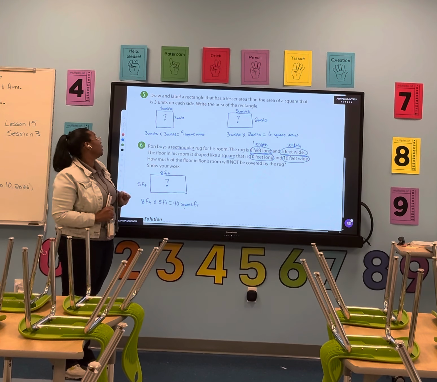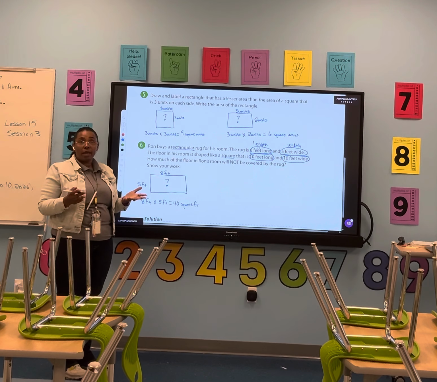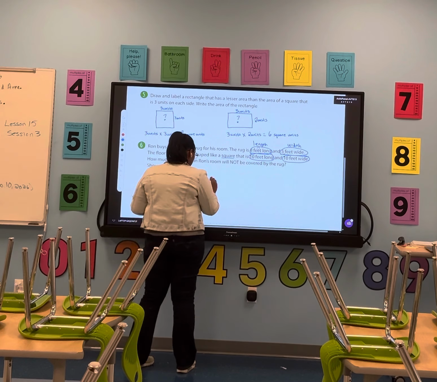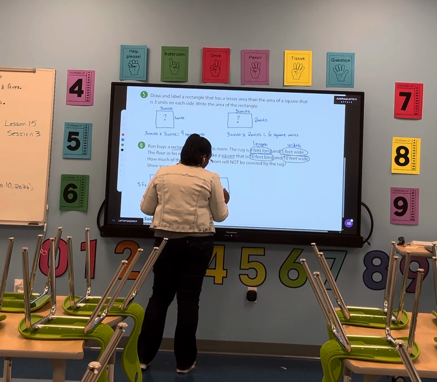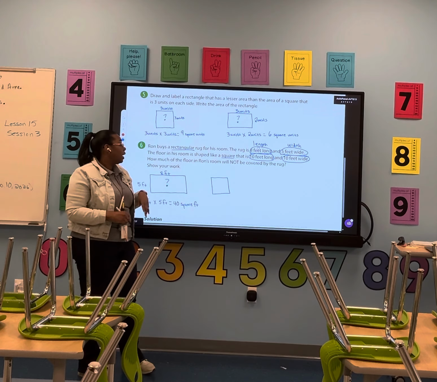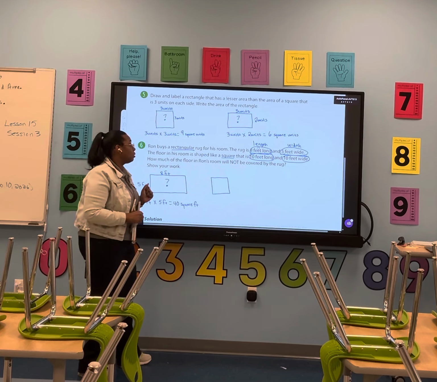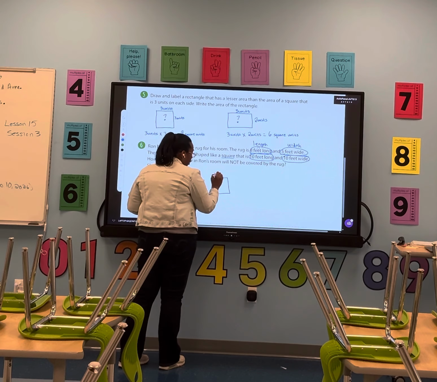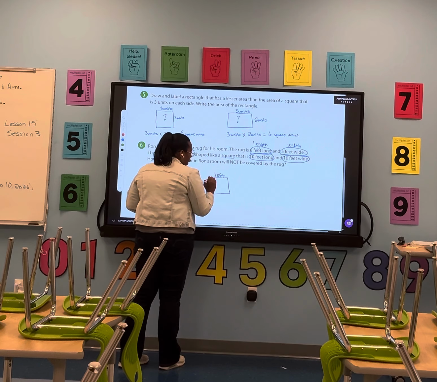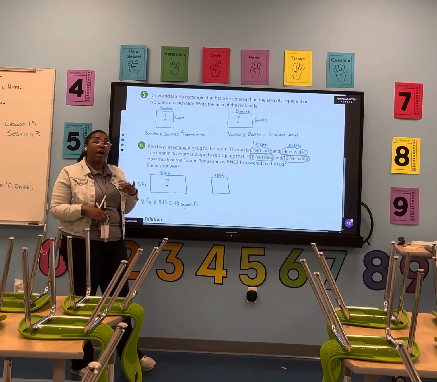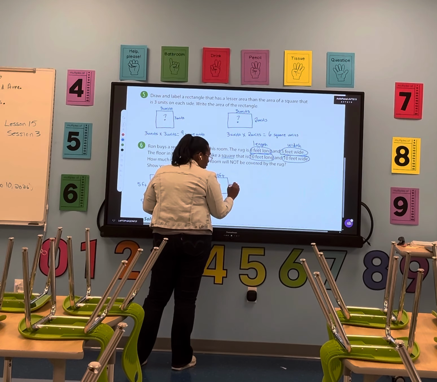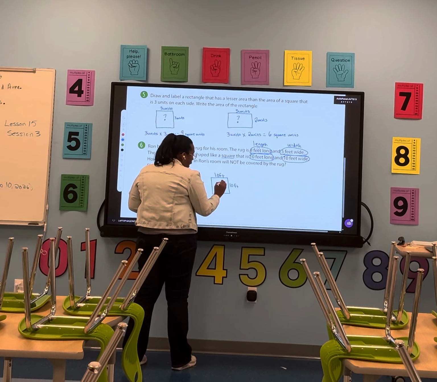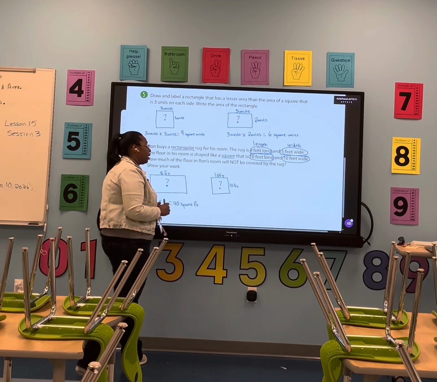It says the floor in this room is shaped like a square. Okay, let's draw our square. Okay, so this is our square, and it tells us that it is 10 feet long. Long means length, so I'm going to put that here. And then it tells me that it is 10 feet wide. So wide means the side. I'm going to put it over here. And then I need to figure out the area of that square.